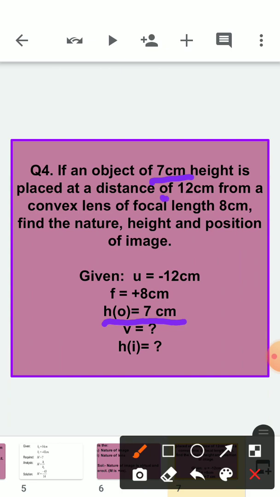The object is placed at a distance of 12 cm. So the object distance U is 12, but U is always negative, so we are writing minus 12 cm. Focal length is 8, so F is 8. It is a convex lens, so it will be plus 8. Now we have to find the nature, height and position. To find the nature and position, we will find V, and for height, we will find the height of the image, HI.